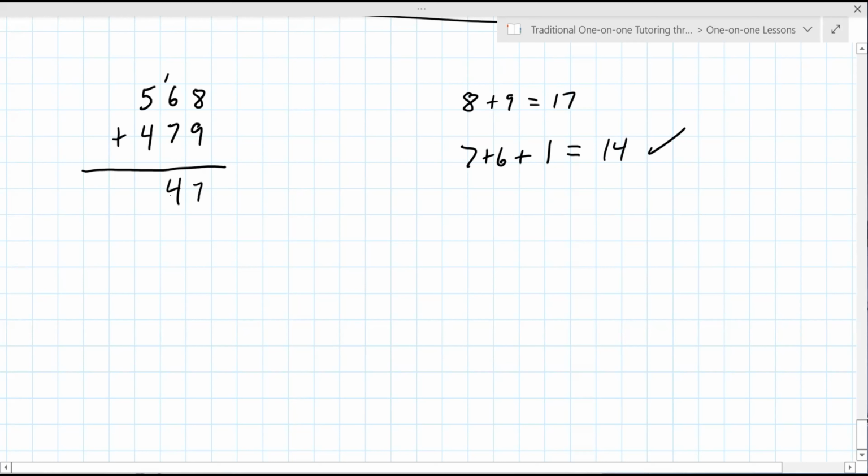And then the carry of 1 goes. So 4 plus 5 is 9. What about the carry? 10. Yeah, you can't forget about that carry.